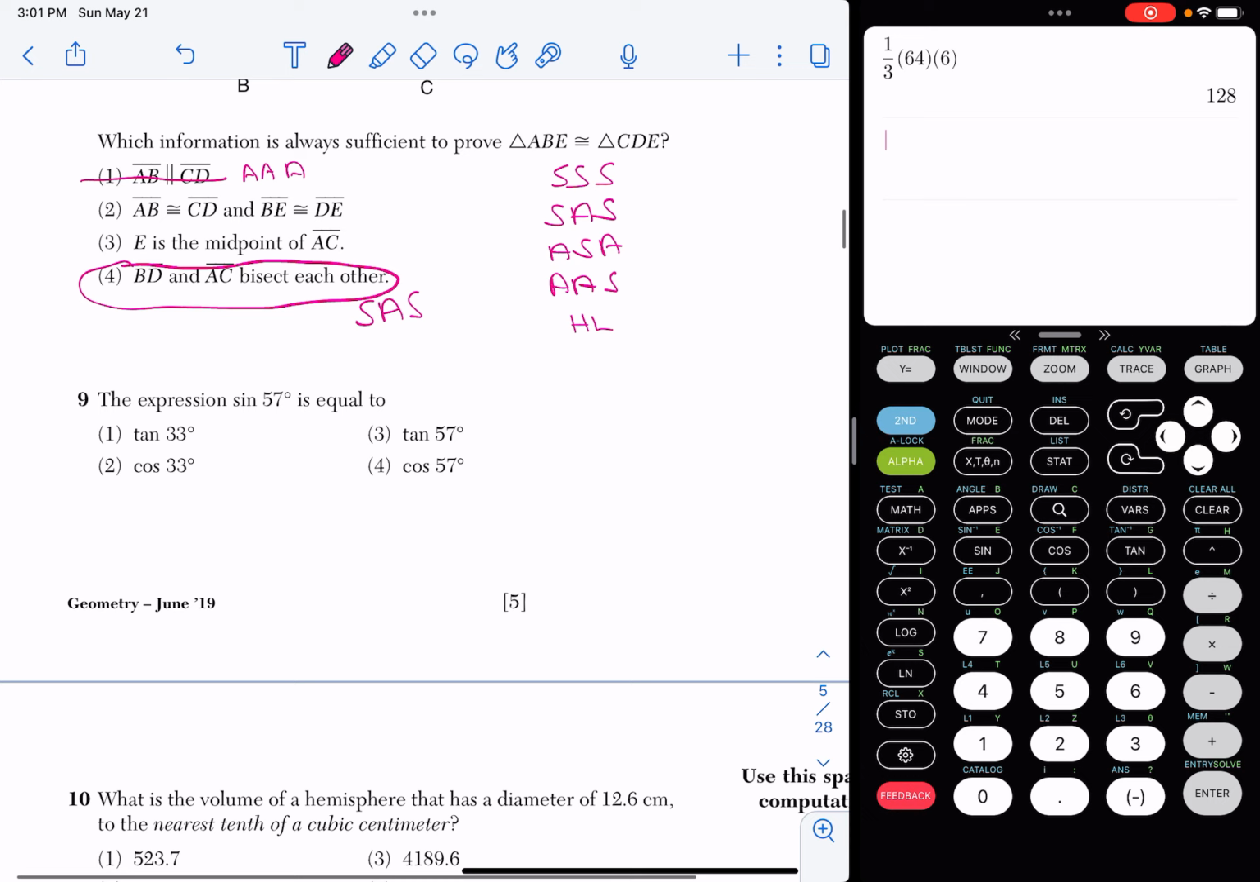Number 9, the expression sine of 57 is equal to, you can memorize that the sine of any acute angle is equal to the cosine of its complement. So the complement of 57 is 33. And we're looking for cosine, so choice 2. But this is a really easy one to use your calculator for. Type in sine of 57, type in each answer choice, make sure they match. So if I want to check cosine of 33, you see on my calculator here, I get the same answer.